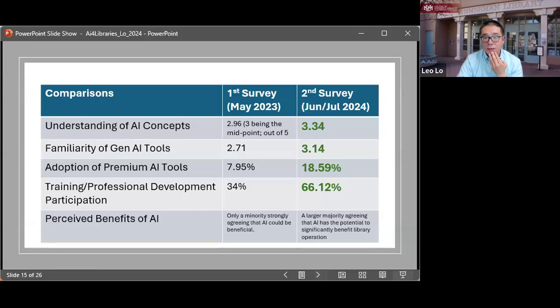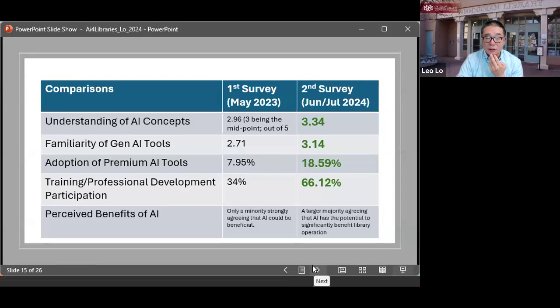Also, we asked them about perception. A larger majority agreed that AI has the potential to significantly benefit library operations. So people have a more positive perception of AI as well.